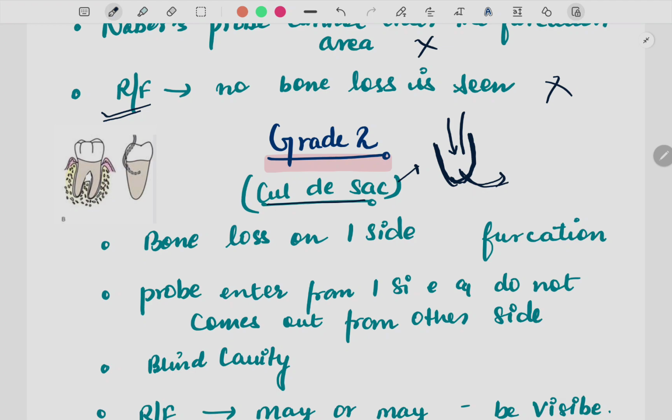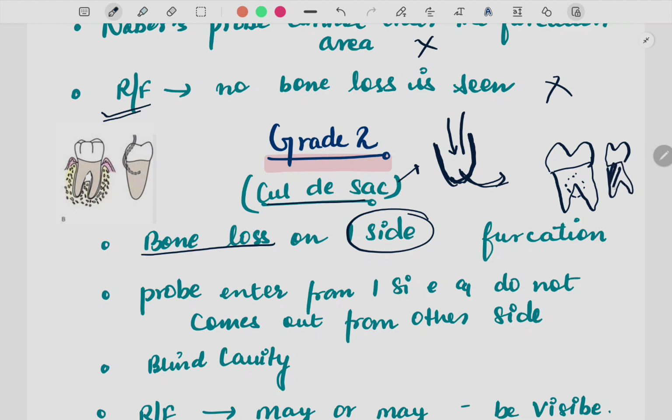Similar thing is happening here also. There is bone loss only on one side of the furcation. So if this is the tooth structure and this is the furcation side, maybe only this side is going to have bone loss and only this side furcation is exposed. The other side, the back side, is still going to have bone over it and it is still the safe side. Okay, only this side bone loss has happened. One side of bone loss has taken place.